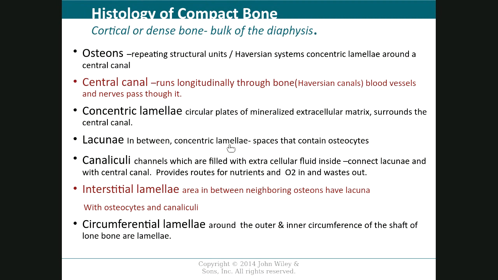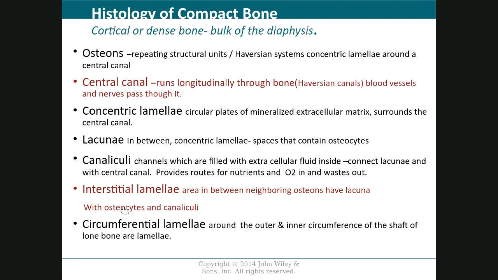Within the concentric laminae, we have these little spaces called lacunae, and within the lacunae is where the osteocyte, or the mature bone cell, sits. Connected to the lacunae are these little canal spaces filled with extracellular fluid called canaliculi. They connect to the lacunae and they connect to the central canal. This provides nutrition via these canaliculi to the osteocyte, so it's a way that oxygen can come into the osteocyte and waste can exit.